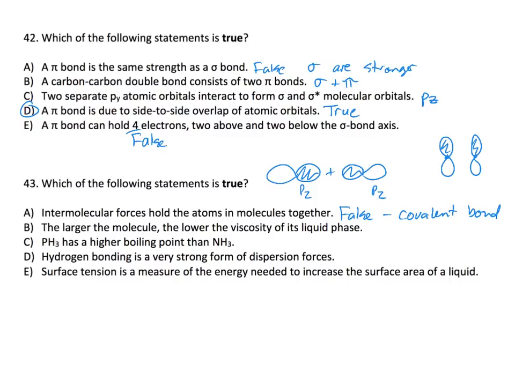C, PH3 has a higher boiling point than NH3, so that would be suggesting that PH3 has stronger intermolecular forces. That's actually not true. NH3 has stronger intermolecular forces because it has hydrogen bonding.